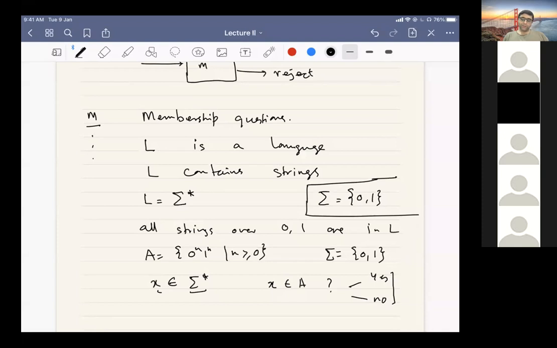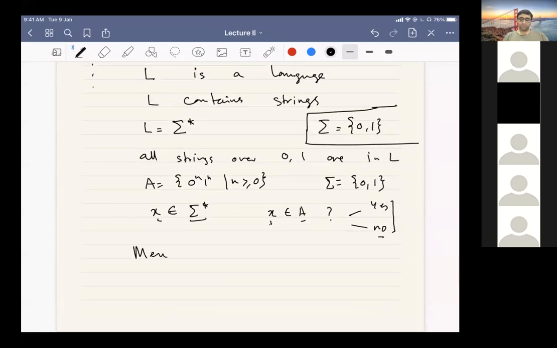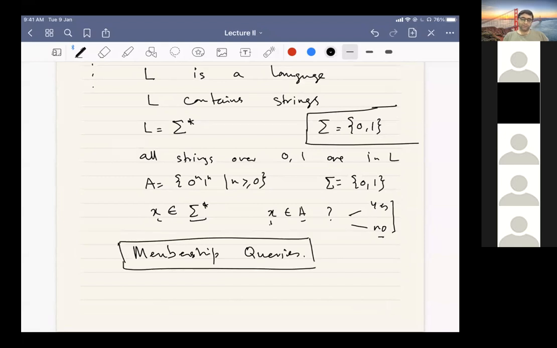So we just need answers of two types, right? Yes answers and no answers. The yes answer corresponds to this string X belonging to the language A, and the no answer corresponds to this string not belonging to the language, right? That turns out to be just the membership query, or the membership question. So we would be solving membership queries, and these membership queries have a very good relationship with decision problems.